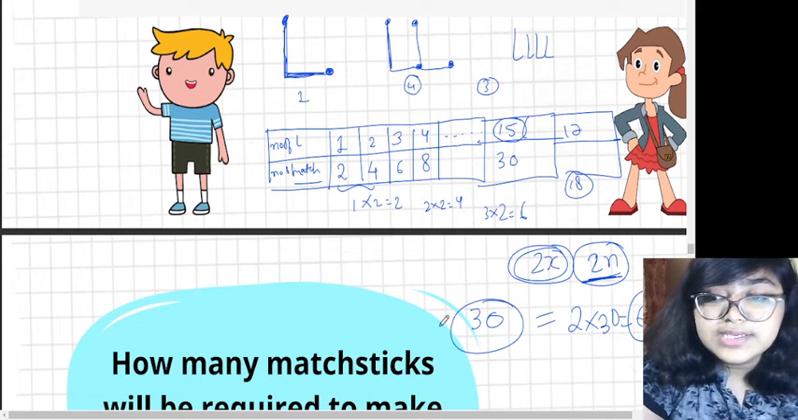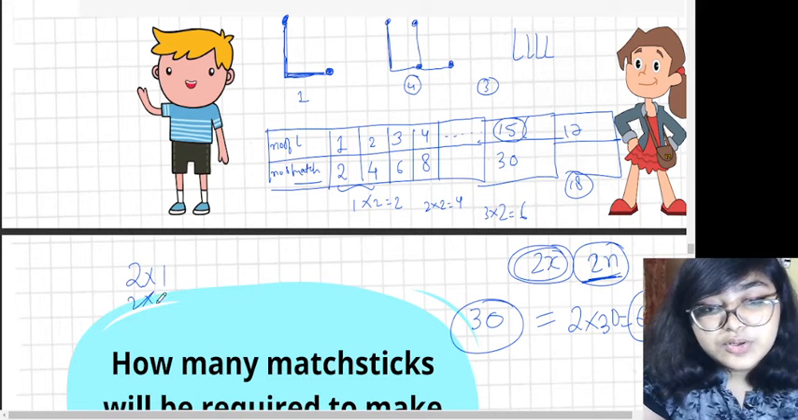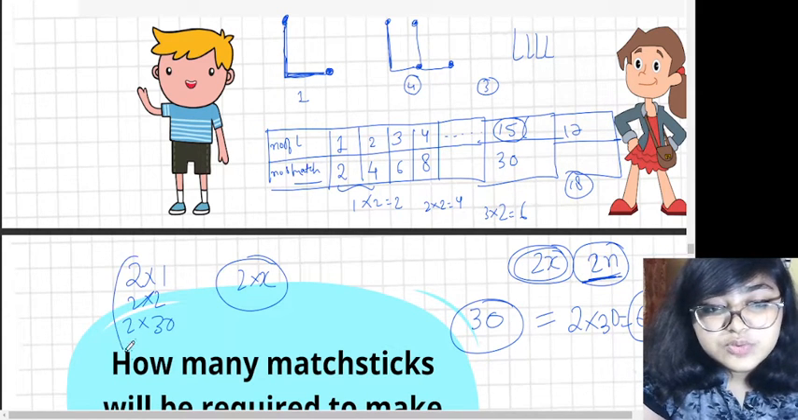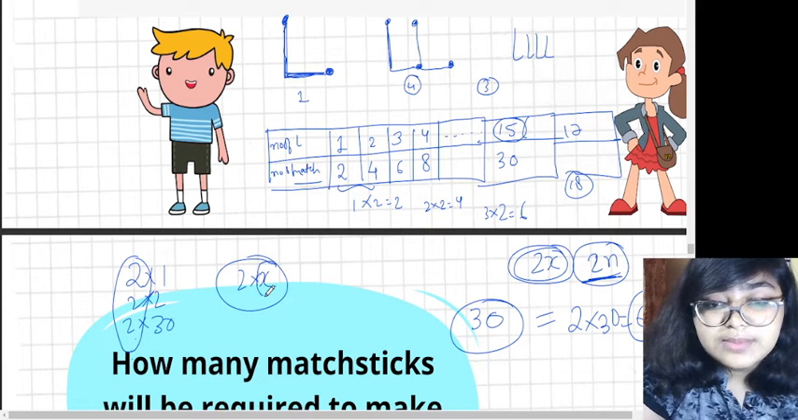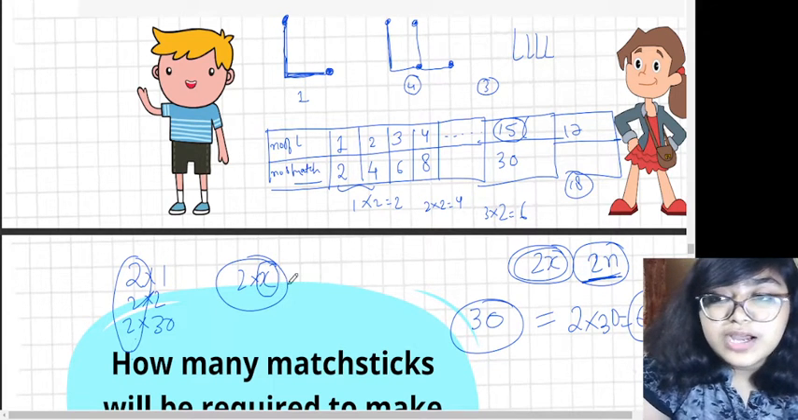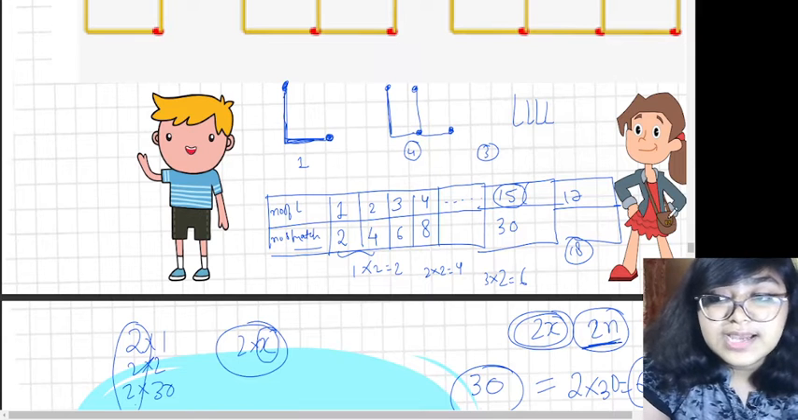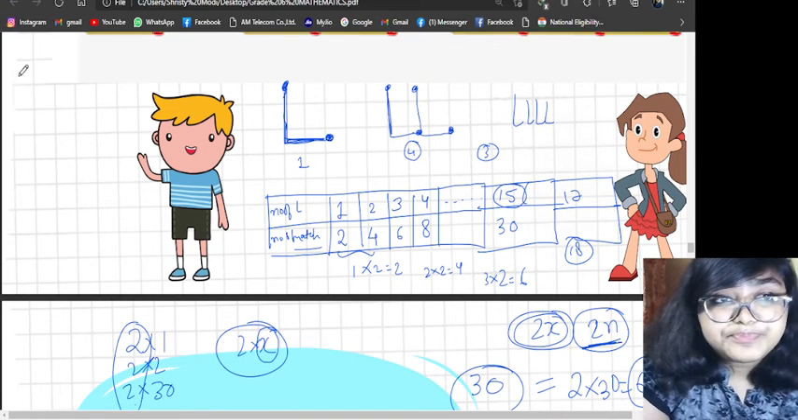Now as you can see, this 2 here: 2 into 1, 2 into 2, 2 into 30 and so on, 2 into x. This 2 is a constant which is not changing, but 1, 2, 30 and so on, it is changing. So we can name it x. Now I'm going to show you what exactly is an algebraic expression. Let's start.